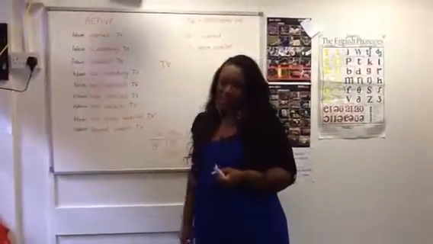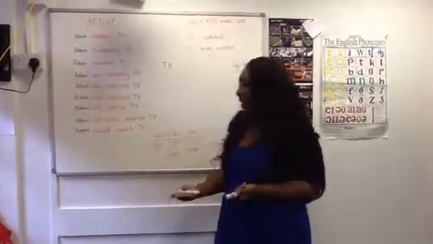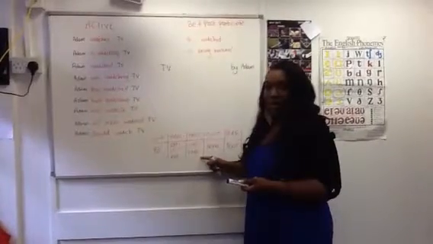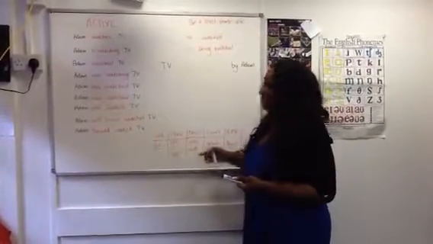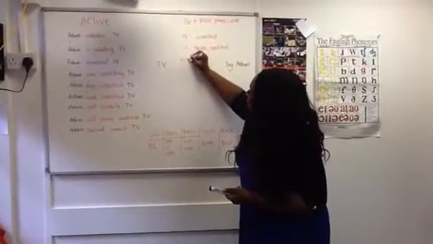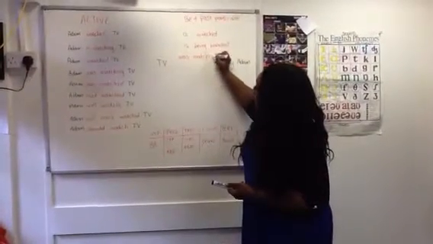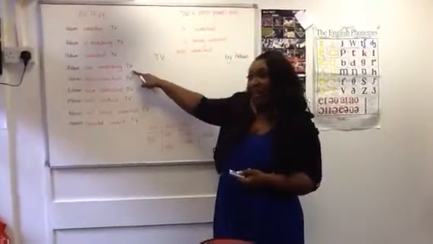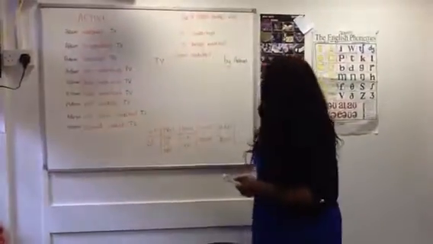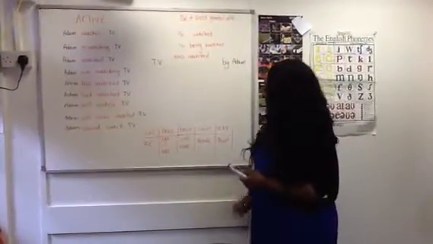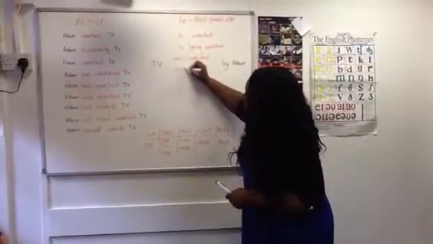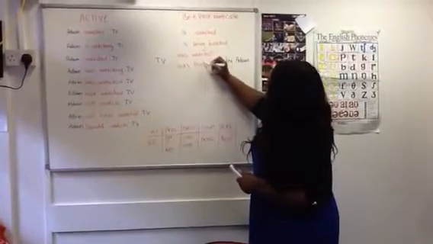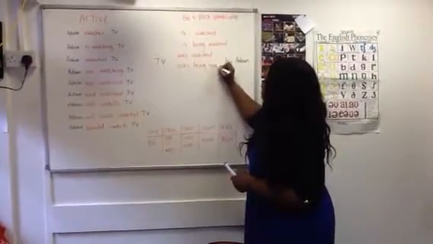Adam watched TV. This is past simple. So I look at my past column. TV was or were. Yes, you're right, it's was. TV was watched by Adam. And this is the past continuous. So, again, let me look at my table. TV was, I look at my continuous section, being. Past participle, watched.